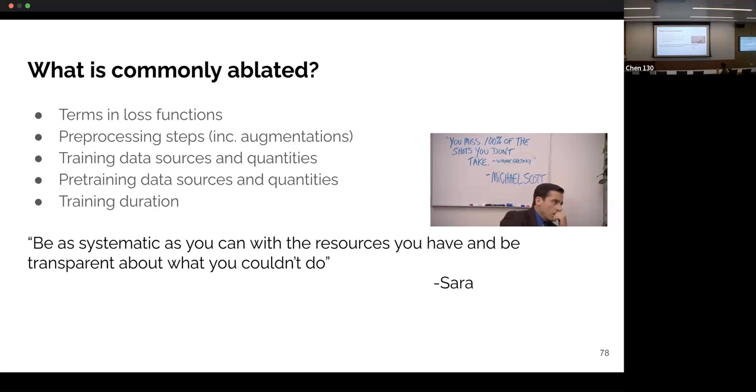Basically we're just trying to figure out what the really important thing is. With all of the comparisons and ablation studies, you just want to be as systematic as you can with the resources you have and be transparent about what you couldn't do.